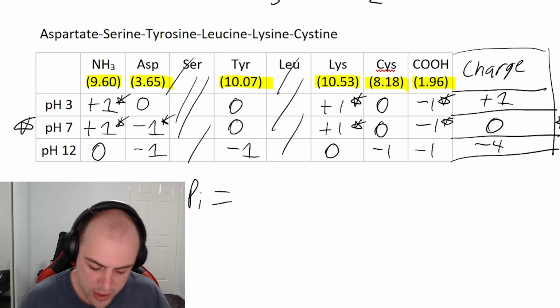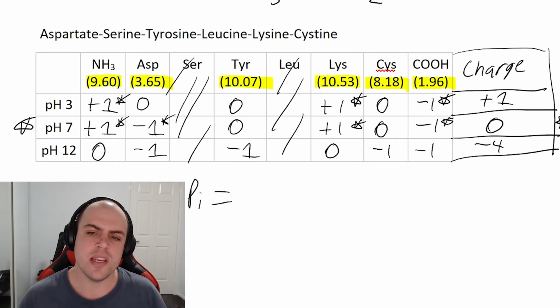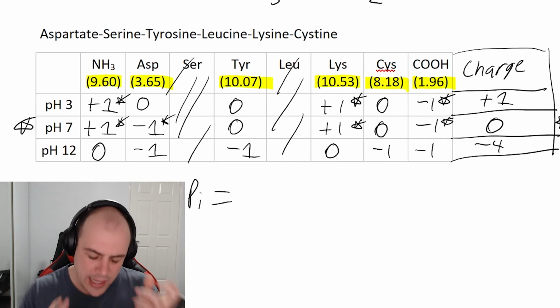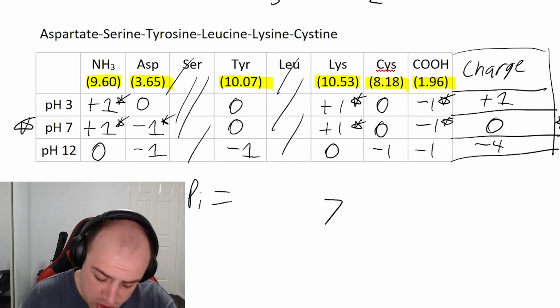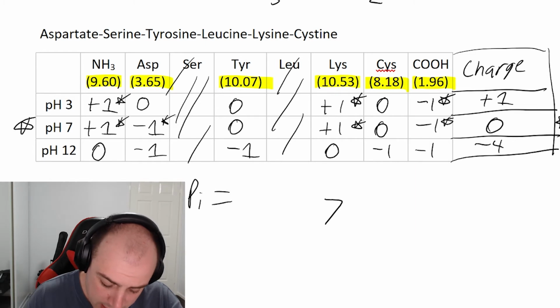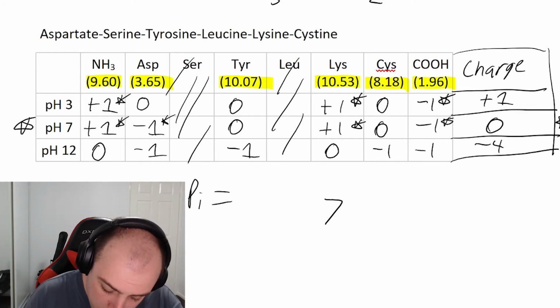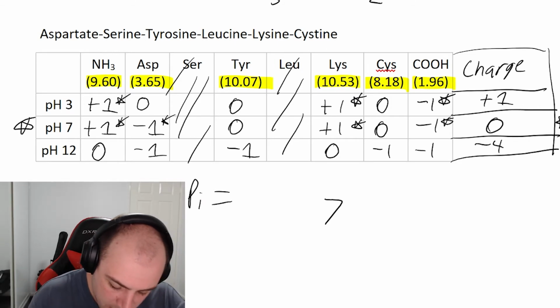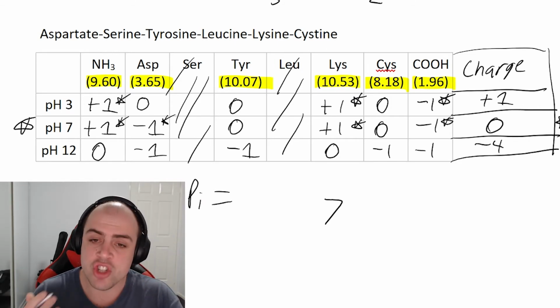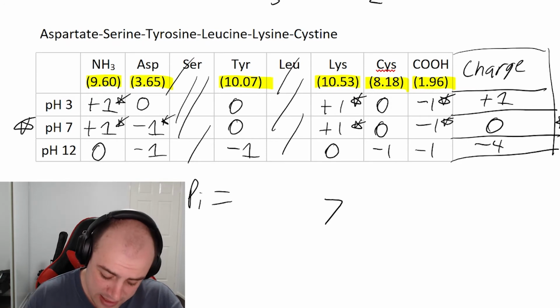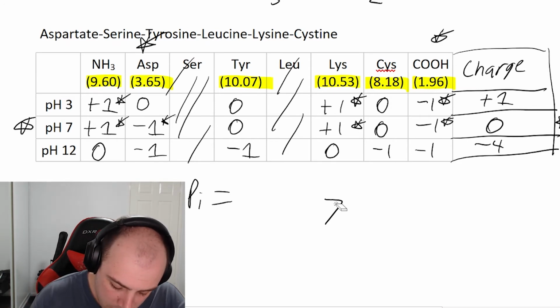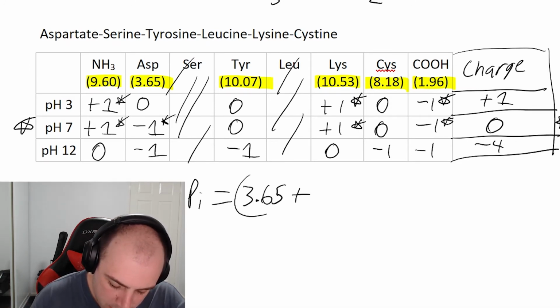Well, at 7, which of these pKa values is closest to but less than 7? So we have ones that are less than 7. We have 1.96 and we have 3.65. So the value that is closest to but less than 7 is going to be 3.65.